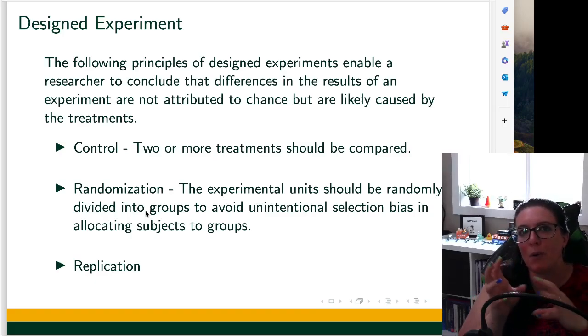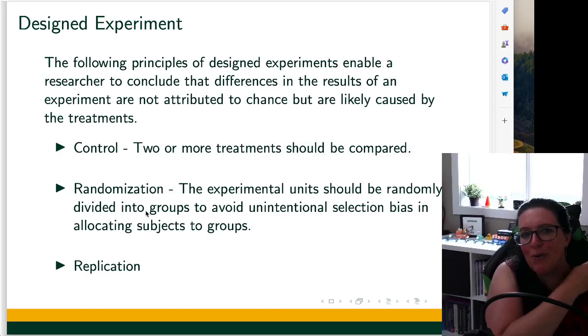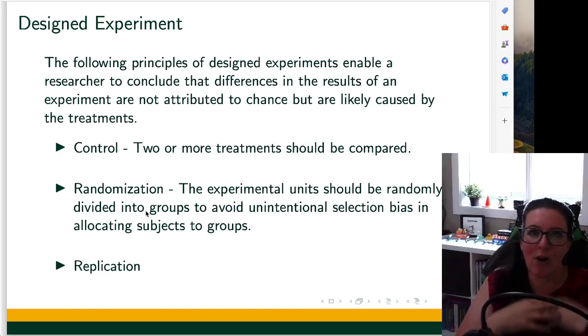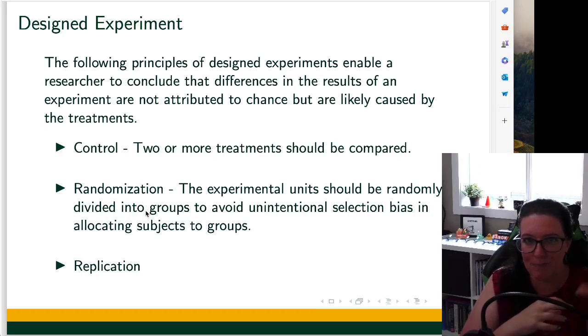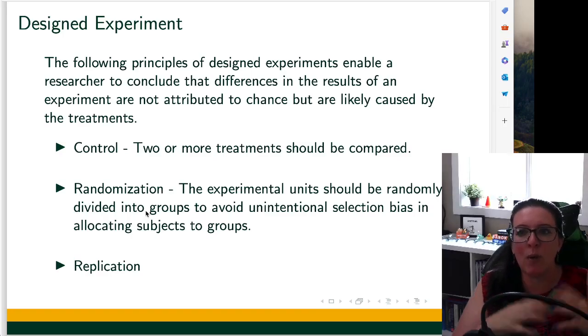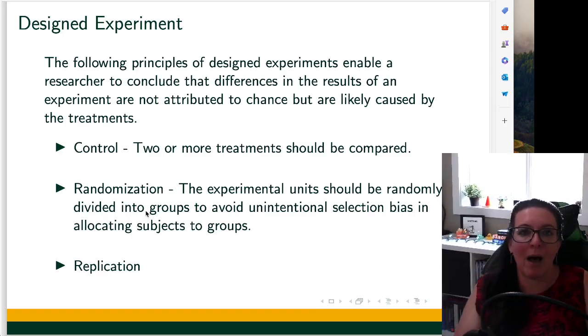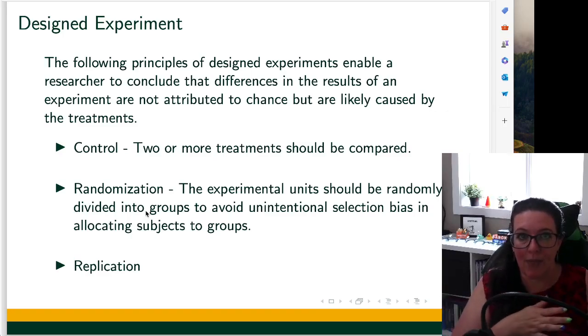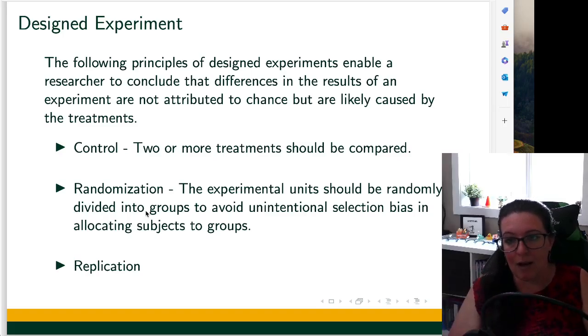We don't want people to self-select to one group versus another, so that there are some additional confounding variables that are causing one group to respond one way and one group to respond another. So we want to have a random allocation in an experimental design because one group is going to get that treatment and the other is the control.